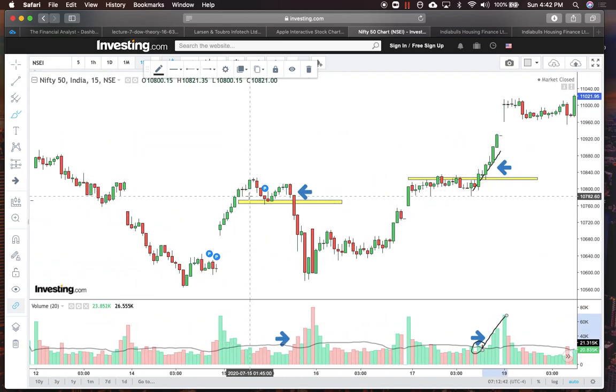Another example, I think this is something that will make all your doubts clear. You can see a double top forming, M pattern as people say it, forming on 16th of July on Nifty.